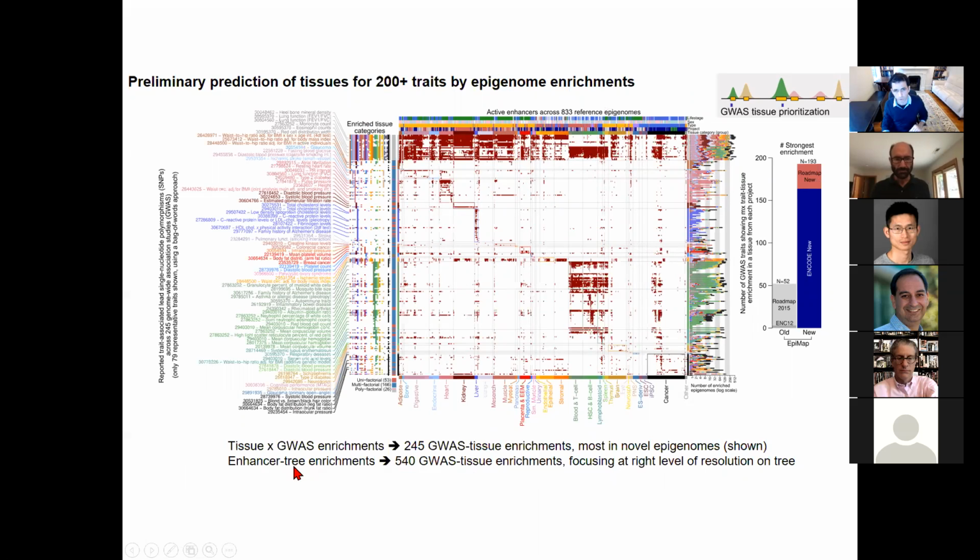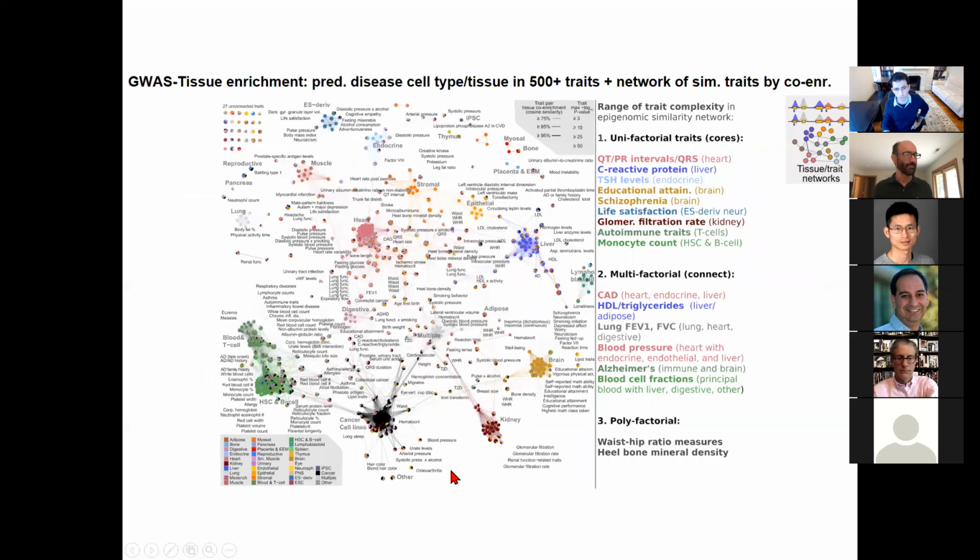So if you look at the location in the tree, we're building a tree of how all the samples are related to each other, and then using that tree to look at enrichment in different nodes of the tree at specific resolutions. And that actually is a 10-fold increase from the 54 GWAS tissue enrichments that we had found in Roadmap. So huge increase in the number of tissues, huge increase in the number of GWAS enriched traits.